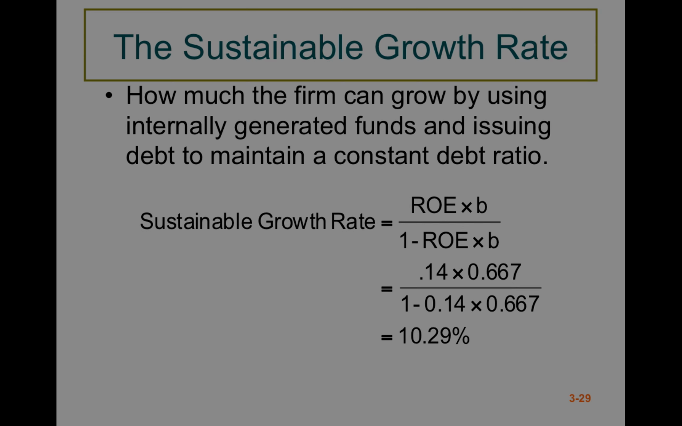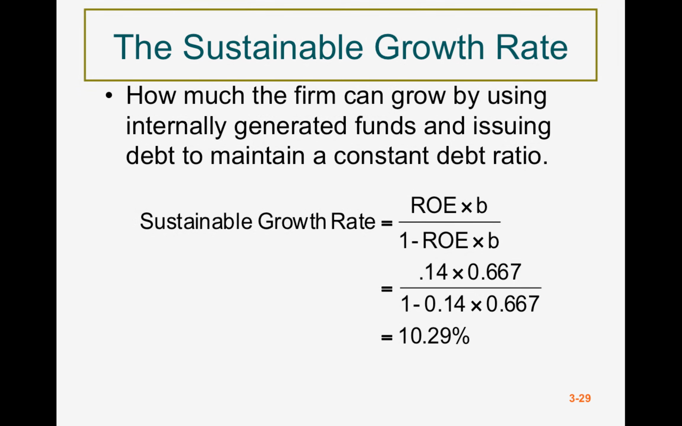How much the firm can grow using internally generated funds and issuing debt is different. And this is called the sustainable growth rate. And I think this is one that you have a homework question on. Some firms have a particular debt ratio or equity multiplier they view as optimal. So they may want to hold it constant. And if that's the case, you can use this formula to calculate that. And as you can see, it was 10.29, a little higher than the internal growth rate.